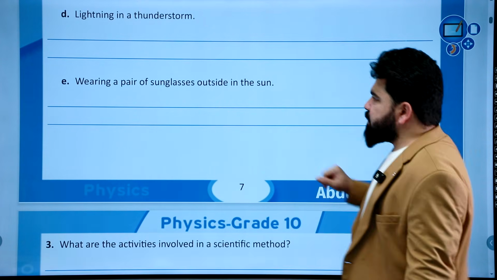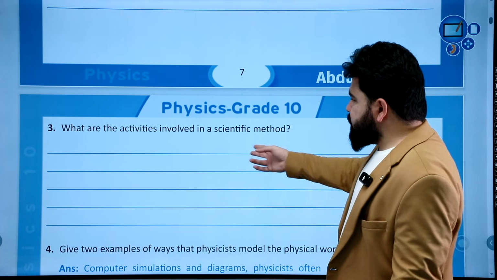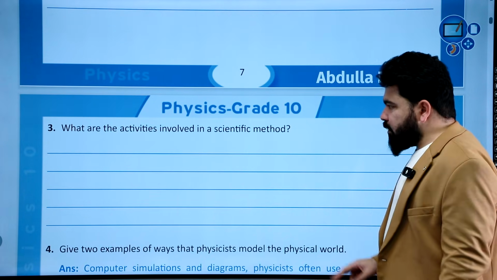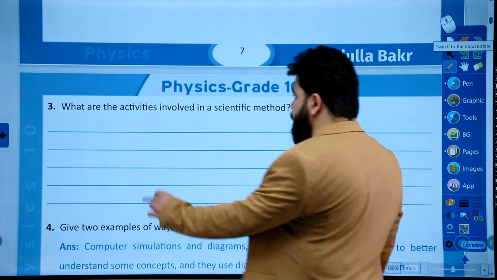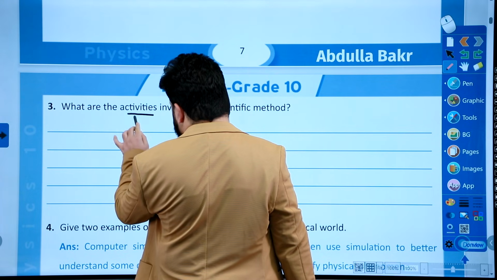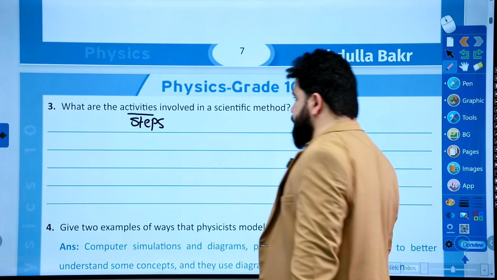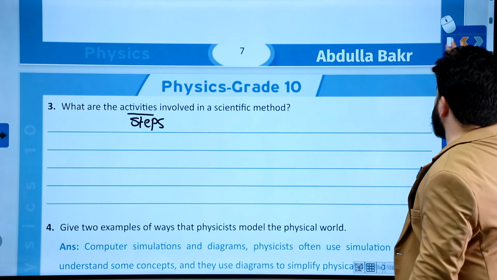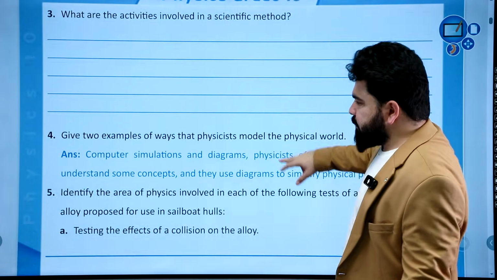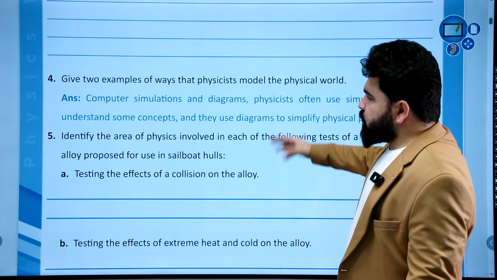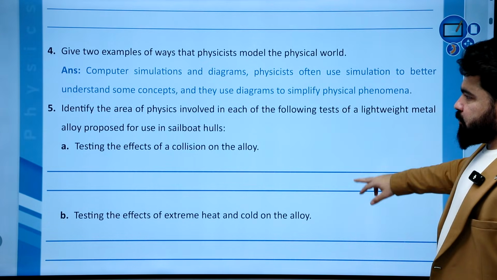Wearing a pair of sunglasses. This is optics because you have sunglasses. What are the activities involved in the scientific methodology? The activities here means the steps. I can easily change the question and say, what are the steps involved in a scientific method? So observe and ask questions, build hypothesis, test hypothesis, and then at the end. Question 2, give 2 examples of ways that physicists model the physical world. You have computer simulation and diagrams.